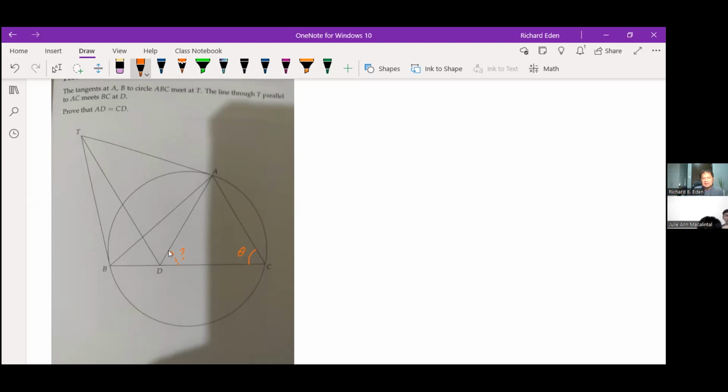AD is equal to CD. So this angle should also be theta. But because of parallelism, that question mark angle is the same as this one, because AC and TD are parallel to each other.